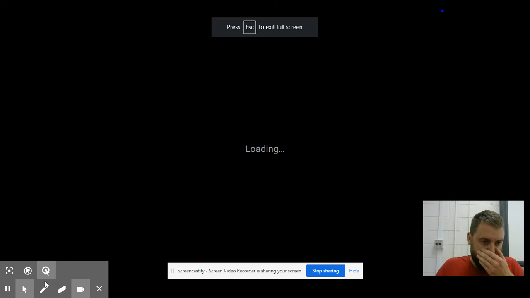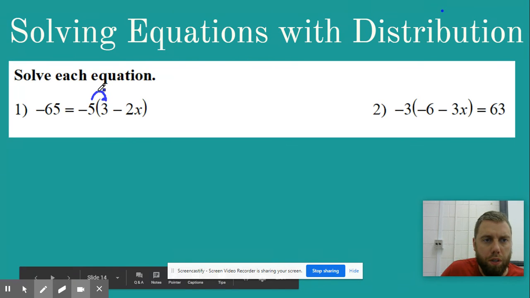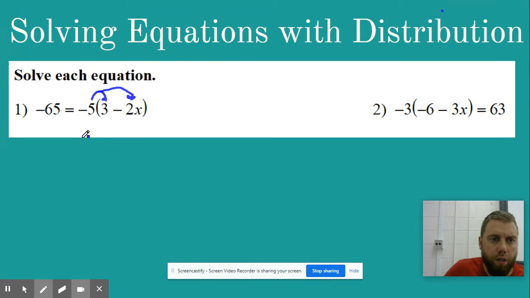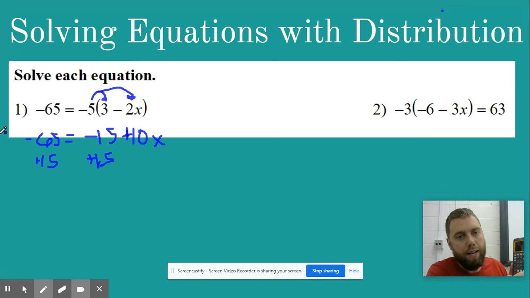Okay, so as I was saying, we're going to distribute this right here, and we had our negative 65, our negative 15, and our positive 10x. This looks like 40, but that's a positive 10x. Okay, and we're going to add our 15 right here, and we have our calculator that we're going to use this week. We'll get a little bit more instruction on it next week.